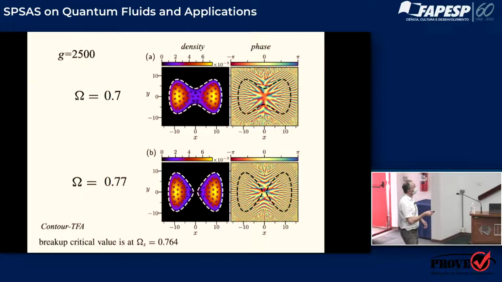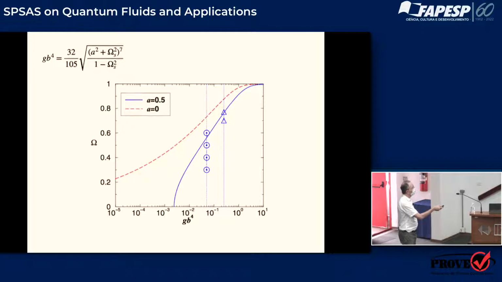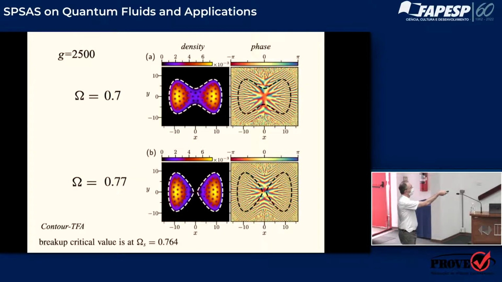So here is the other case, for bigger g. It corresponds in this figure to the triangles here. Here the breakup is predicted around 0.7. Note that there is a large difference in magnitude from here to here. And if we see omega 0.7, we have this figure.